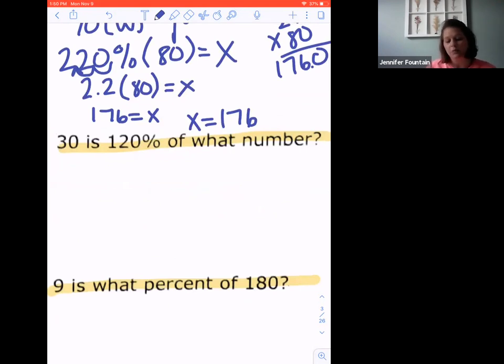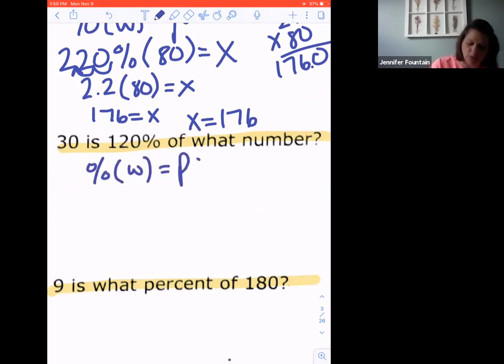30 is 120% of what number? Percent times whole equals part. Plug in what you know. Use a variable to represent what you don't know.